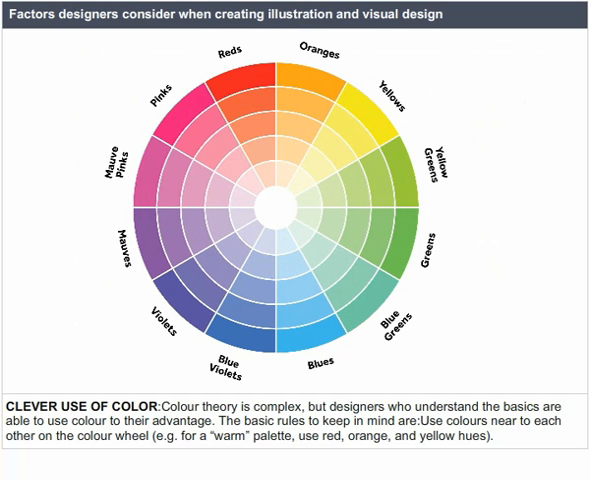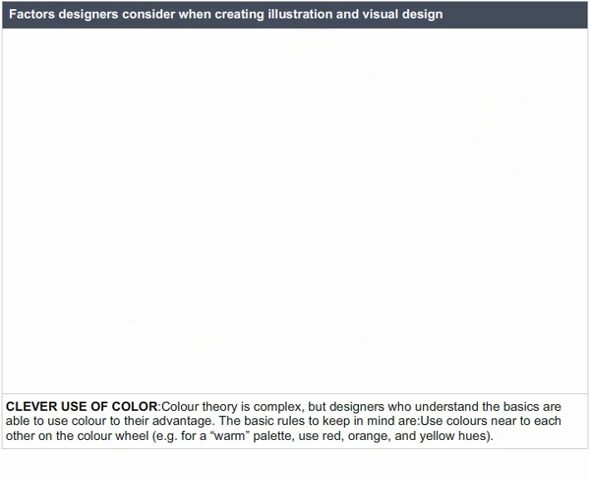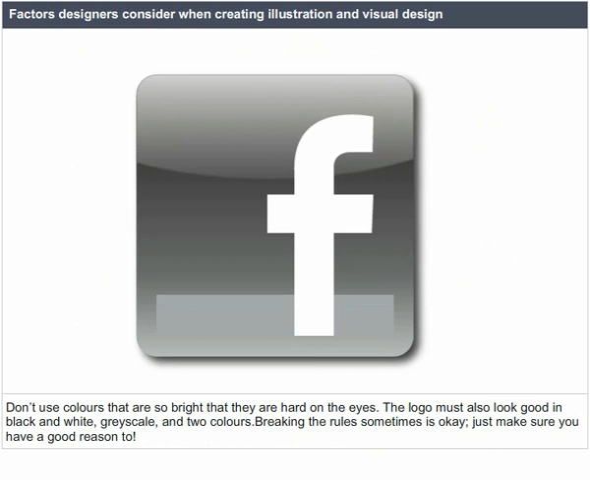The basic rules to keep in mind are: use colors near to each other on the color wheel. Example, for a warm palette, use red, orange, and yellow hues. Don't use colors that are so bright that they are hard on eyes. The logo must also look good in black and white, grayscale, and two colors. Breaking the rules sometimes is okay. Just make sure you have a good reason to.